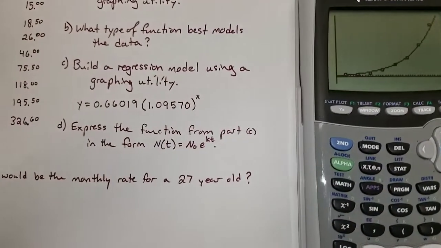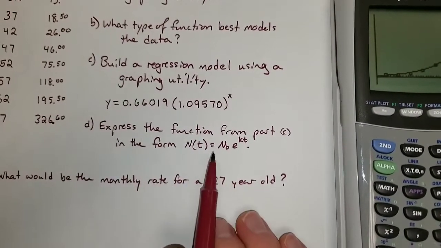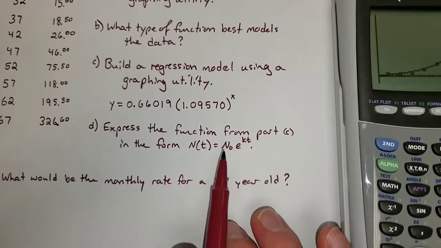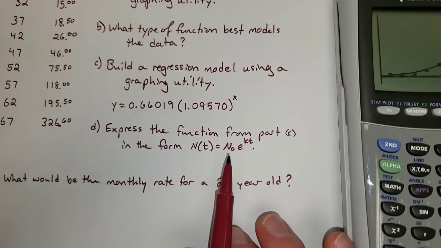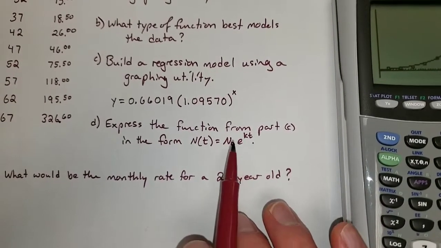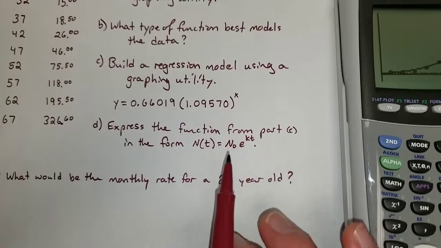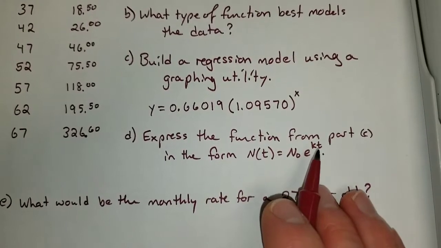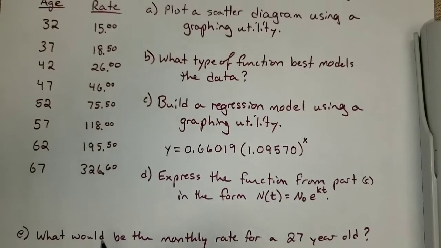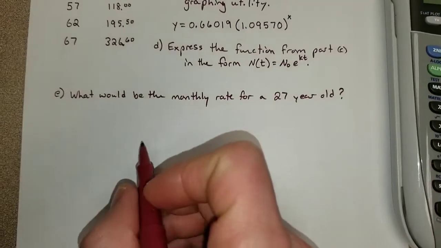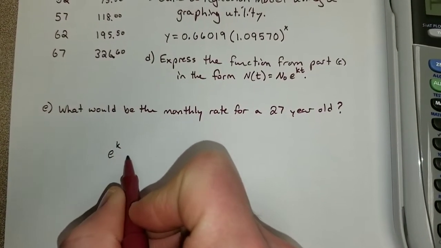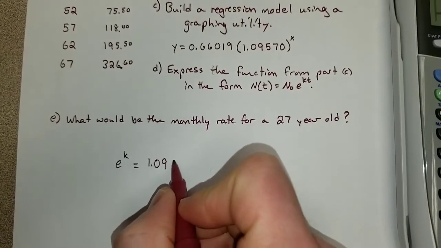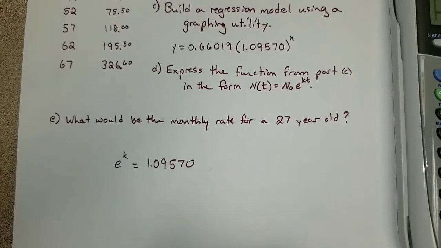Then it wants me to express the function from part C in the form of this exponential growth model that we saw in some previous examples with population growth using e as its base. So here I have 1.09570 as my base. And so what I really want to do is convert the previous base to the e to the k. So all I have to do, I'll do this down below, is take e to the k, set it equal to 1.09570, and solve for k.